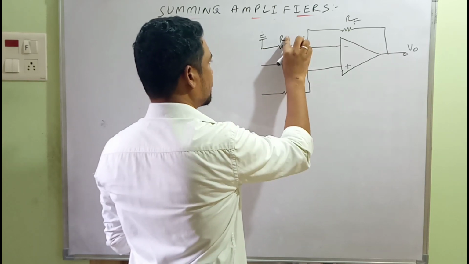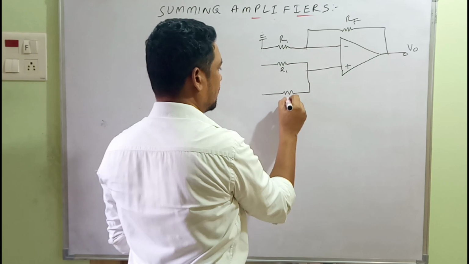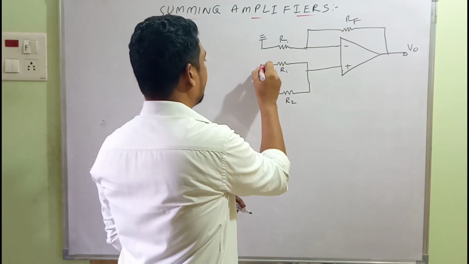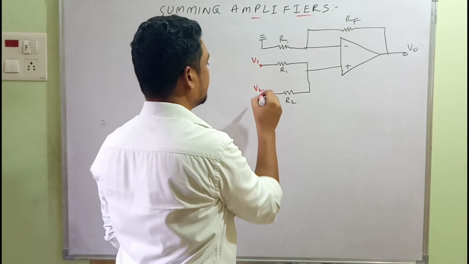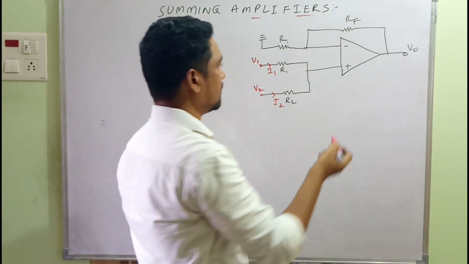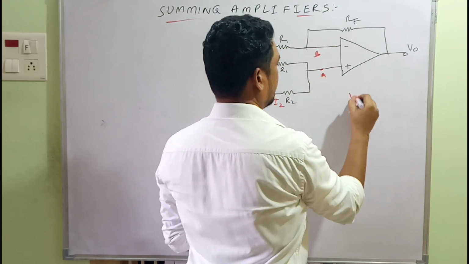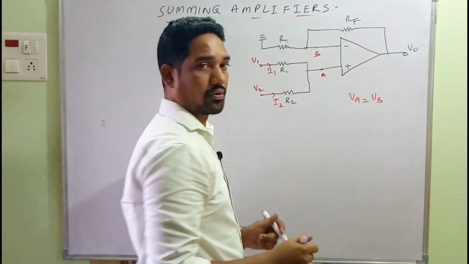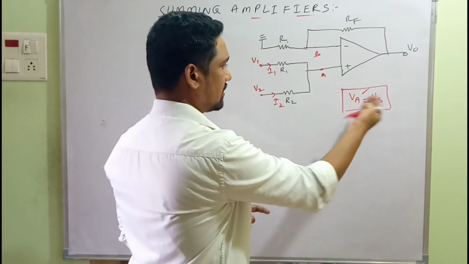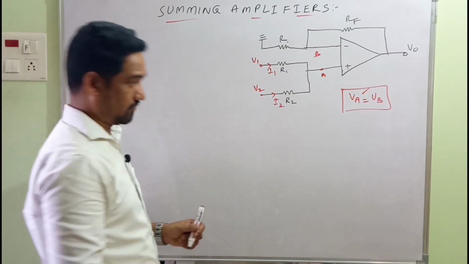Let me give some names. Let this be R1, and let this be R2, and to be more clear, we have V1 over here and V2 over here, with I1 due to V1 and I2 due to V2. Once again we have points A and B, and VA equals VB according to the virtual ground concept. This carries into all the applications, it comes into the picture in all the analysis. Whatever circuit we consider making use of an operational amplifier, we have to consider this.